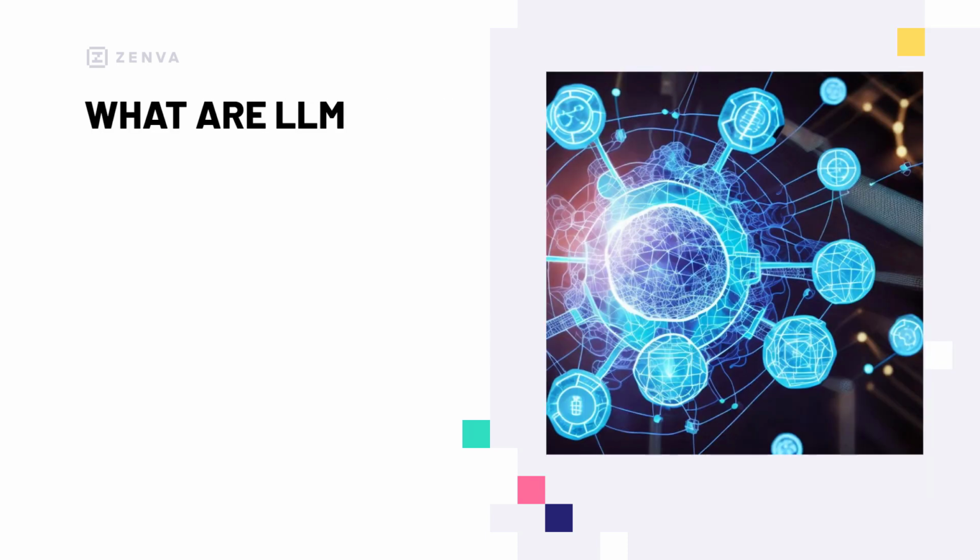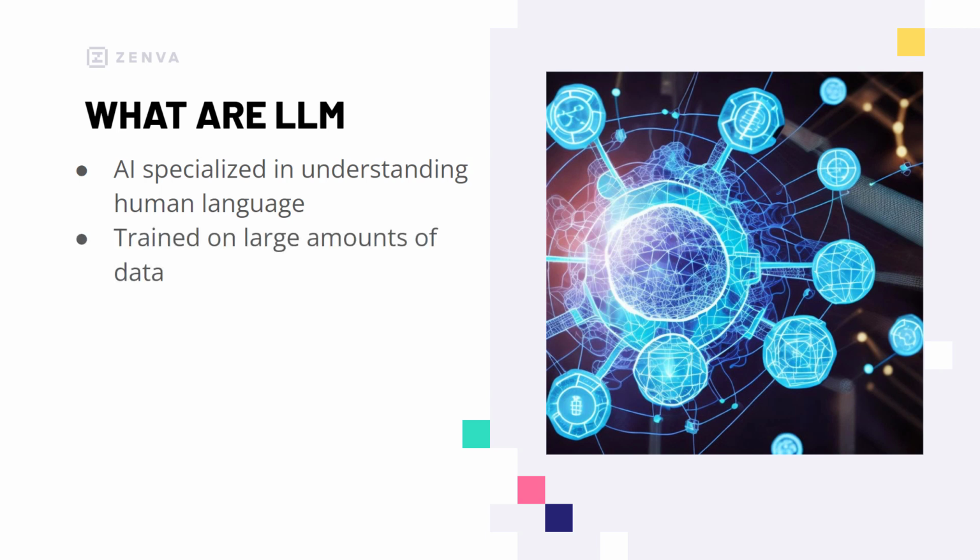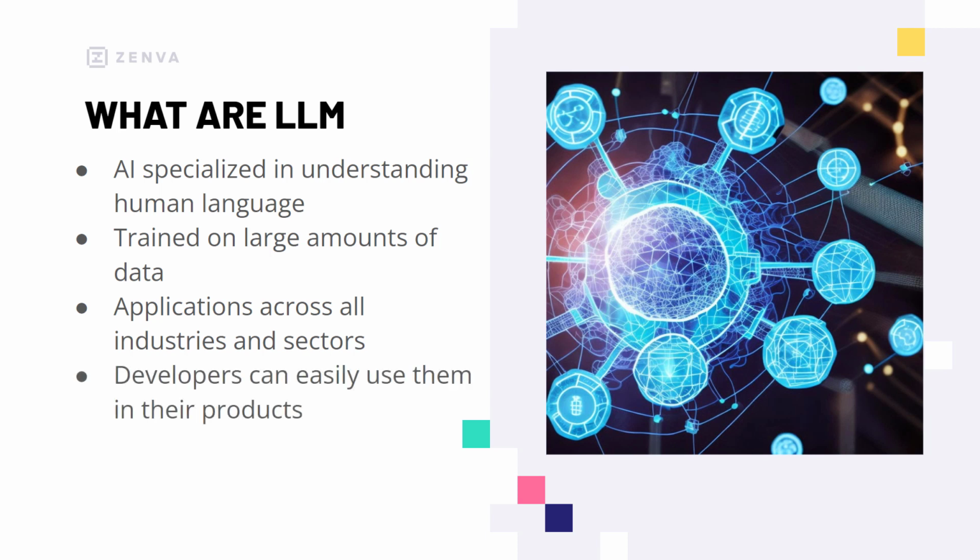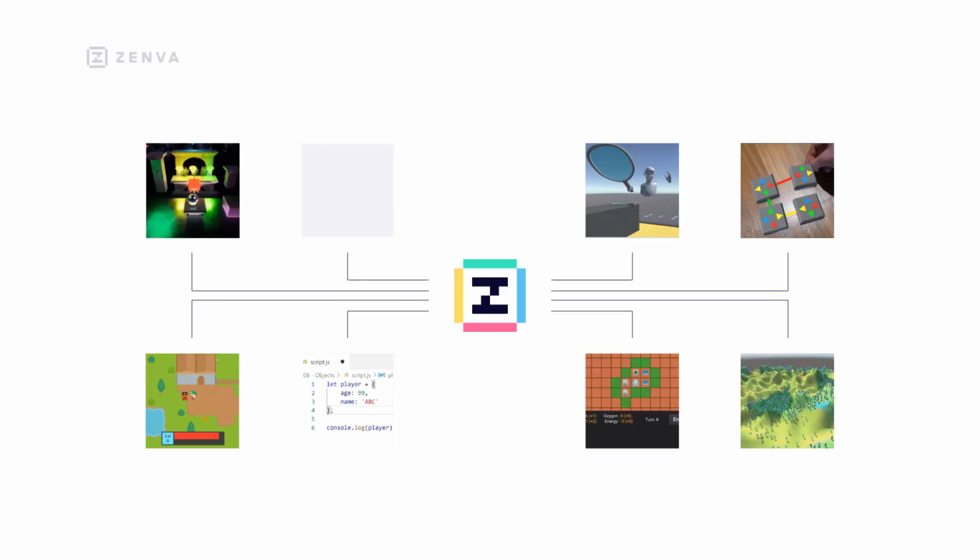What are large language models? They are essentially artificial intelligence algorithms that specialize in understanding human language. They are trained in large amounts of data, and their applications span across all industries and sectors. Because of the existing APIs and tool ecosystem that's out there, developers can easily use large language models in their products, which means there are many opportunities to create lots of interesting things using large language models.